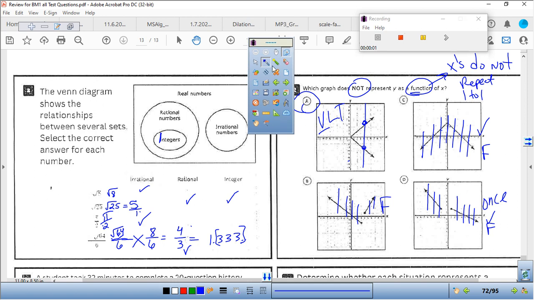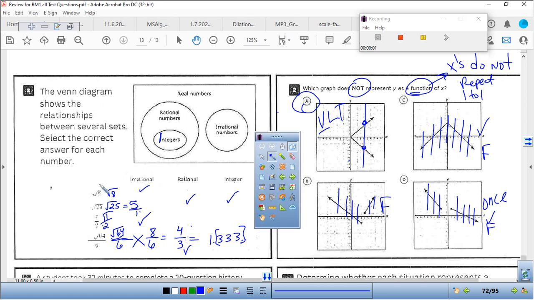Okay, question number one is basically asking you to convert these numbers into decimal form and tell me if it's irrational, rational, or an integer. Irrational is a number that goes on in decimal form in a weird pattern. You don't know what the next pattern is. The most famous one is pi. We're going to say it's approximately equal to 3.1415, and it goes on forever. That's irrational. You have to put the number in decimal form.